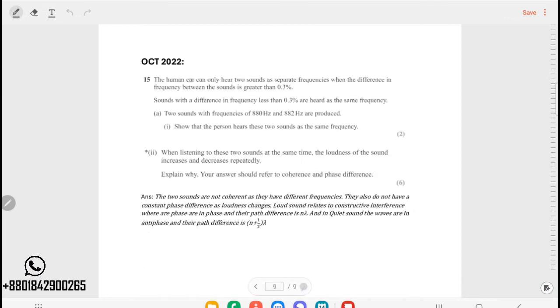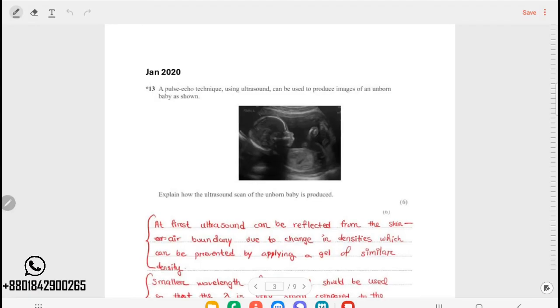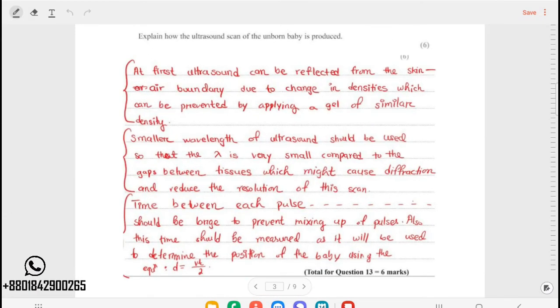Okay, wait, I think I made a mistake. That was not January 2021. Yeah, this is January 2020. This is the final answer. Let me read the answer from here. At first, obviously, wait, where is my cursor?